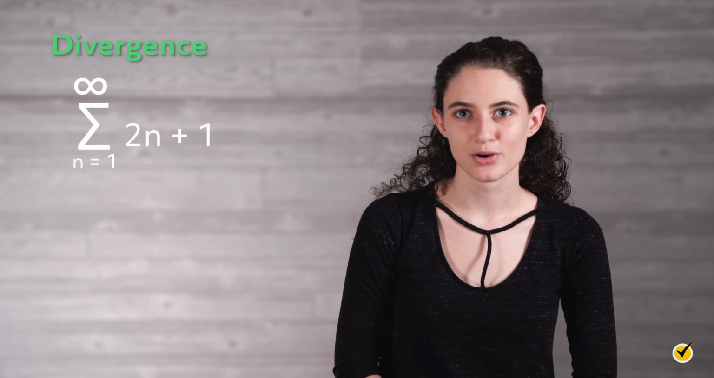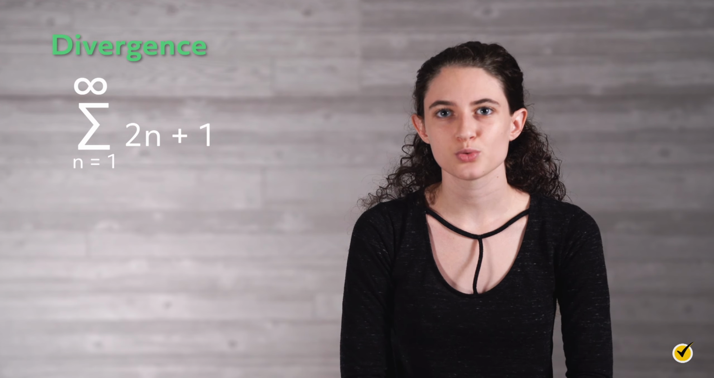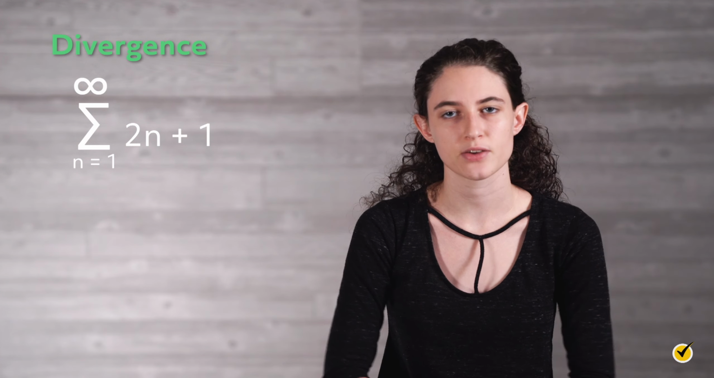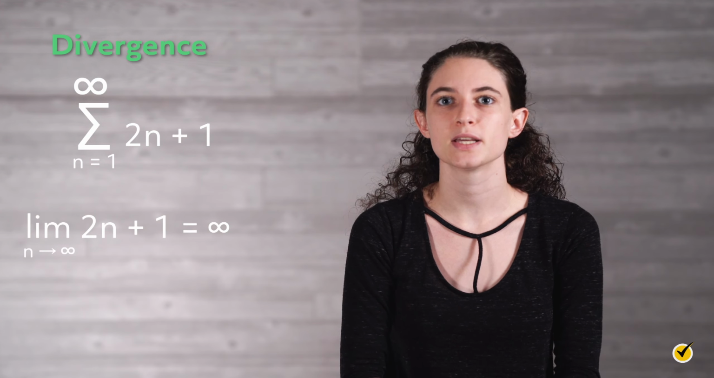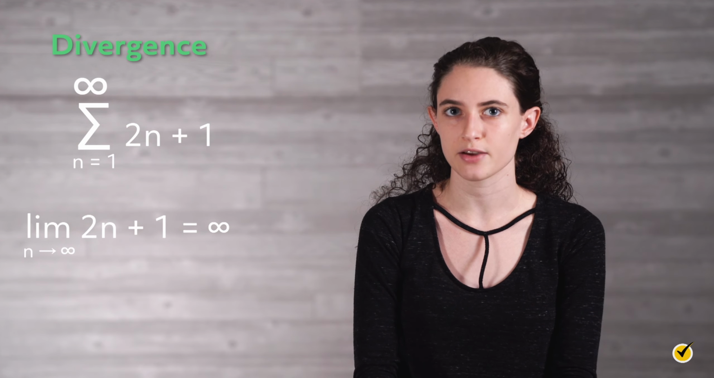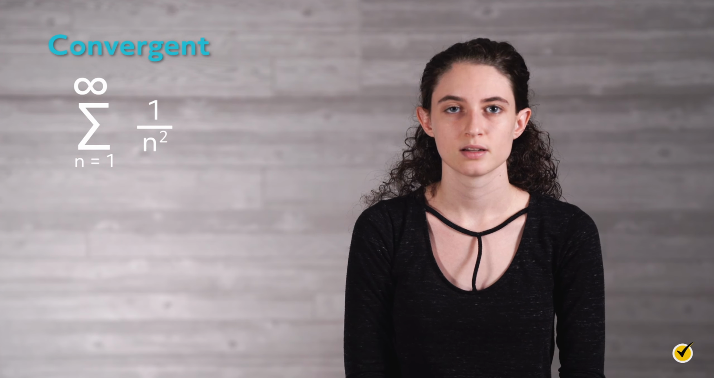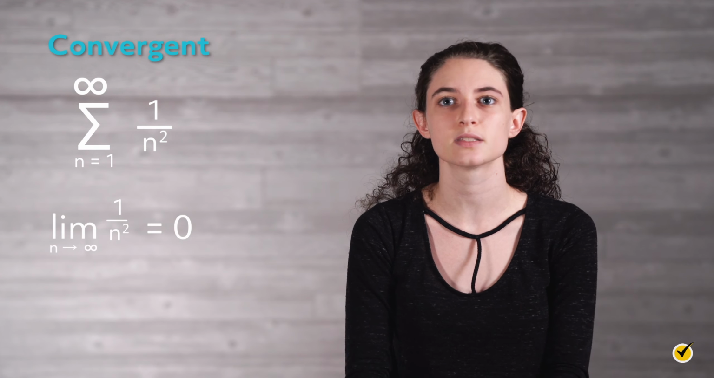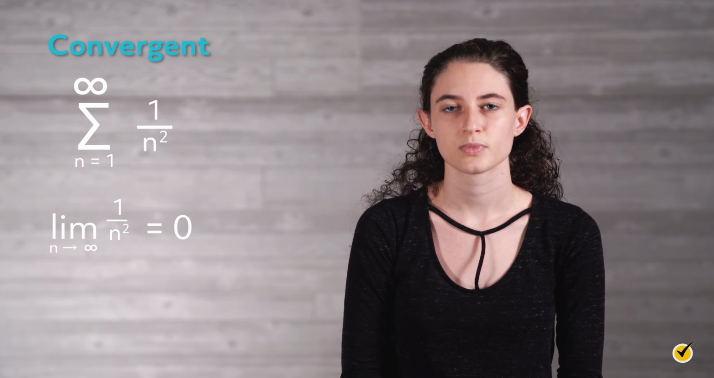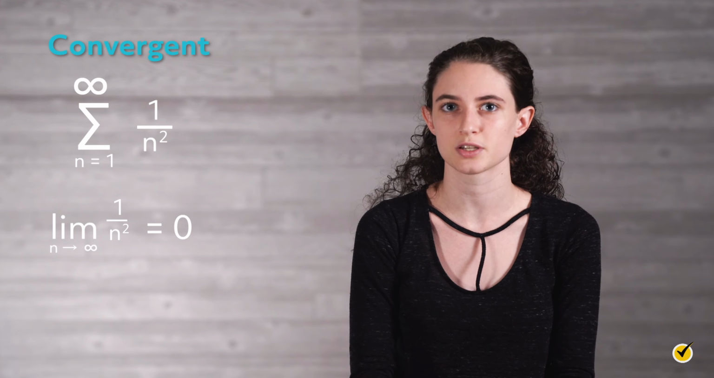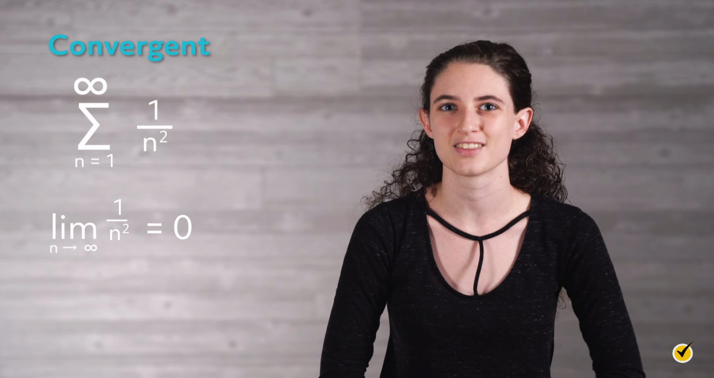Back to our first example. We know that the sum from n equals 1 to infinity of 2n plus 1 is divergent. The test confirms this. Since this limit is not equal to 0, the series is divergent. We know that the sum of n equals 1 to infinity of 1 over n squared is convergent. But this test alone doesn't give us much to go on. This test is inconclusive because the limit is equal to 0. As mentioned before, there are other more involved tests to determine whether series converge or diverge, but we'll cover that in another video.